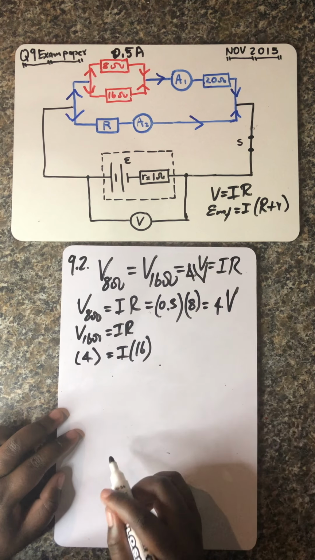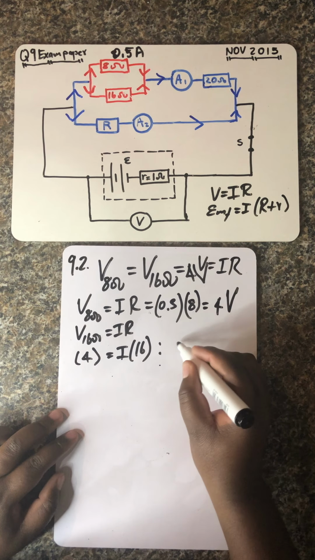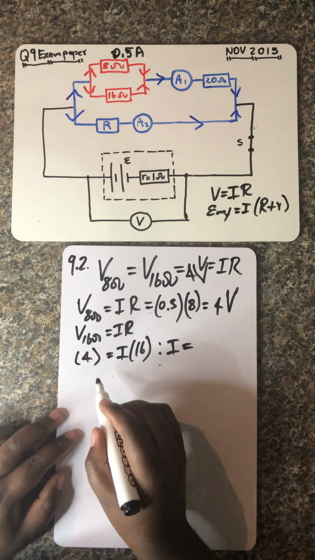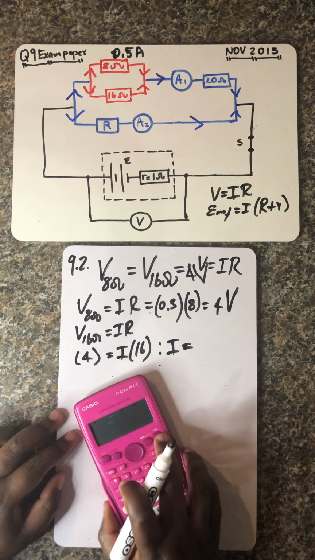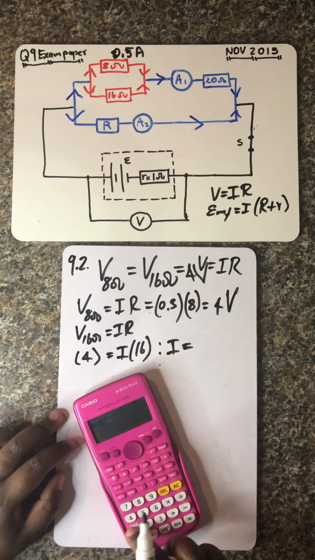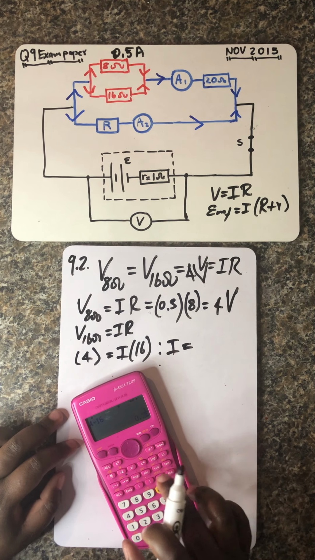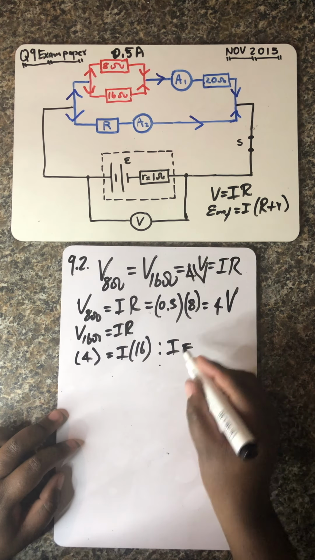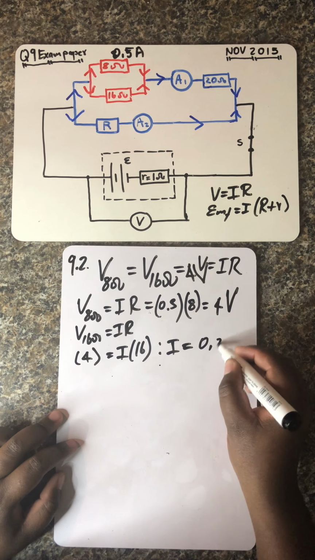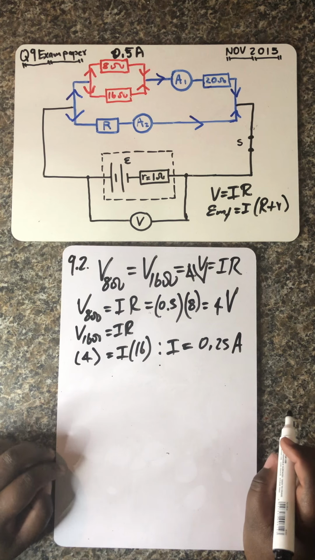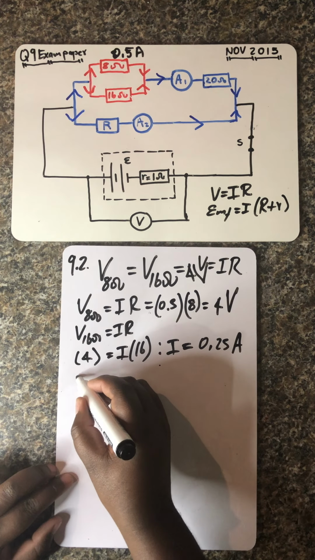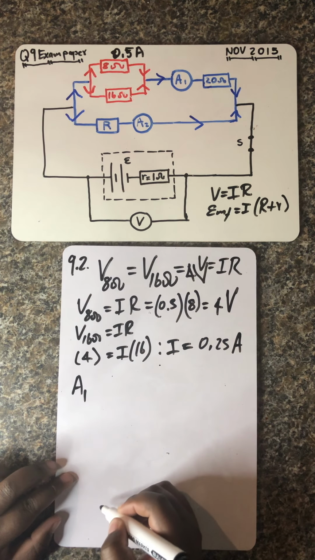Obviously the resistance is 16, so that means I is equal to 4 divided by 16. Okay, so let me see how much is that. 4 divided by 16, it's a quarter, which is 1/4. In decimal, it's 0.25. Remember to write the units. Okay, so that means ammeter 1.